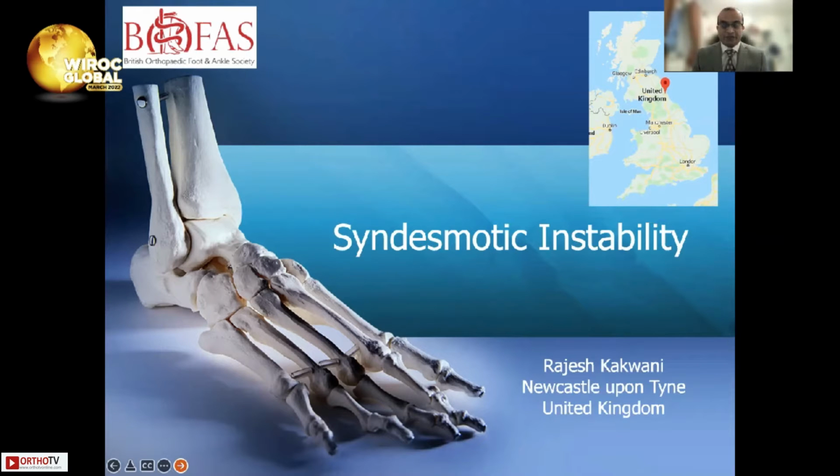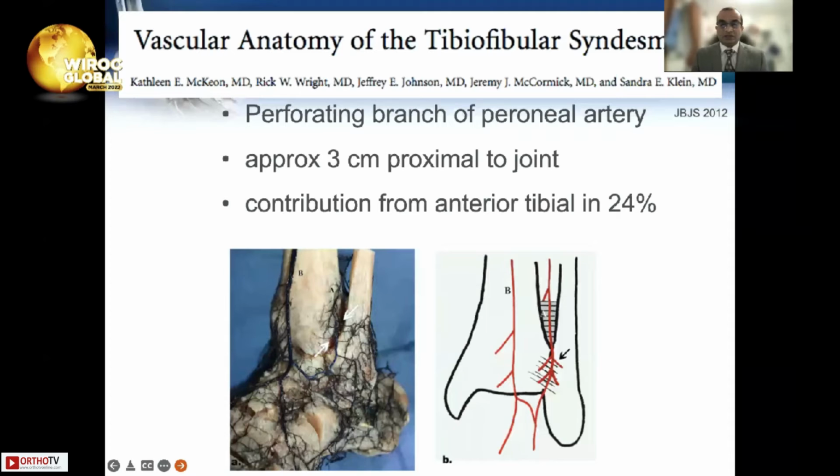My topic today is on syndesmotic instability. Now, the inferior tibiofibular syndesmosis comprises the anterior and posterior inferior tibiofibular ligaments, and the vascular supply to the syndesmosis is mainly from the perforating branch of the peroneal artery, which arises around 3 centimeters proximal to the joint, and a 24% contribution from the anterior tibial artery.